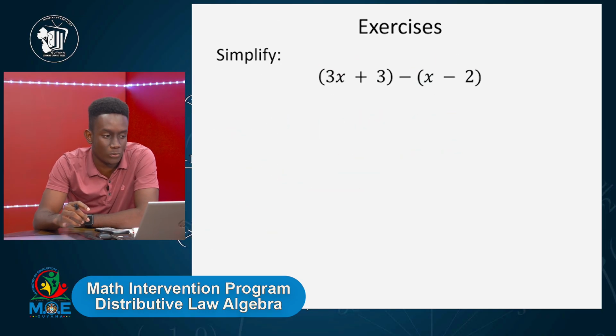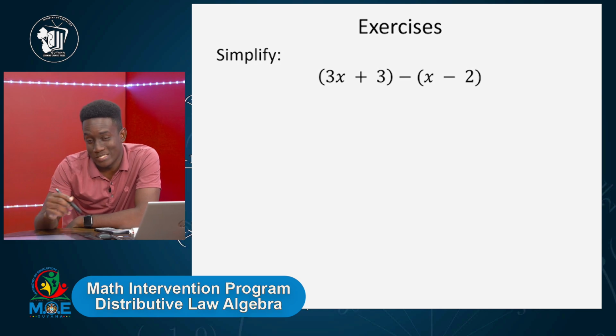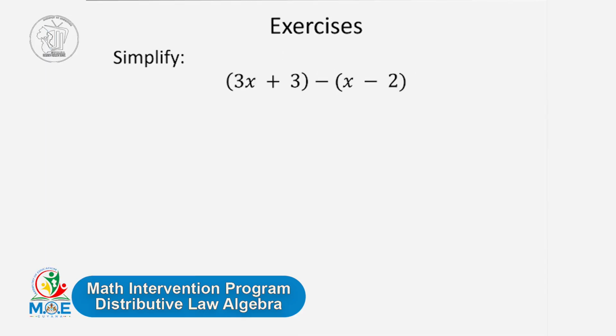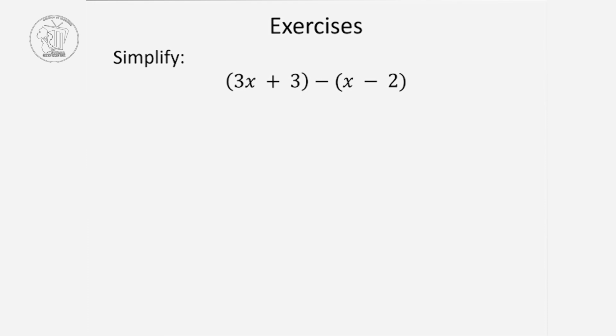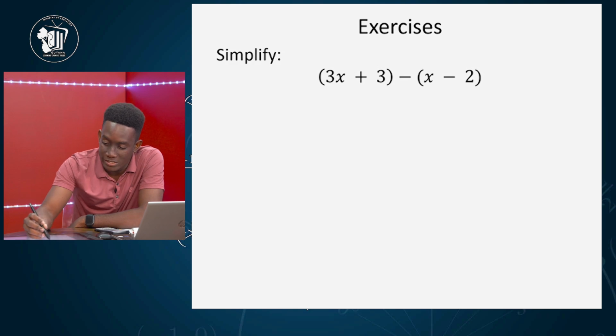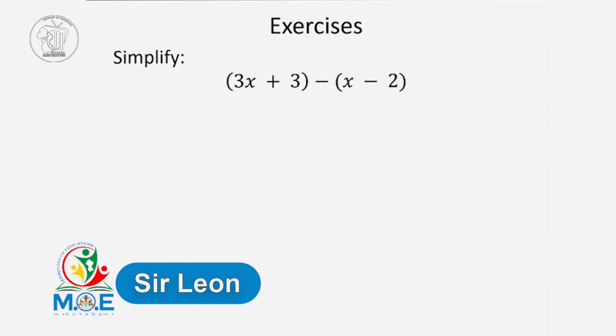And the last example now, I want to simplify this here. So this one is kind of tricky. So I have 3x plus 3 in a bracket. Subtract x minus 2 in a bracket. So I want to simplify this. How do I go about and simplify this? So I say I want to get rid of the brackets. So there's nothing to distribute here, so I can just get rid of this bracket. So this will be 3x plus 3.